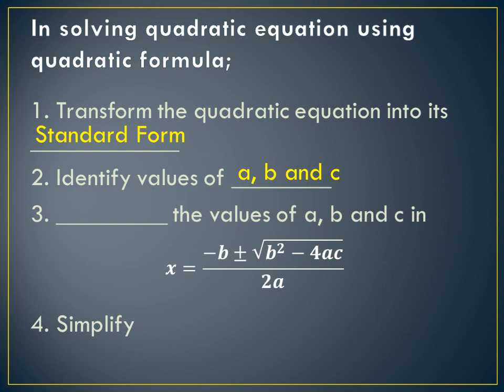After getting the values of a, b, and c, what do we need to do? For the third step, we need to substitute the values of a, b, and c in the quadratic formula. We have x equals negative b plus or minus the square root of b squared minus 4ac all over 2a. Then the fourth one is simplify. We simplify the values inside the quadratic formula. We need to simplify all the things that we need to solve there.